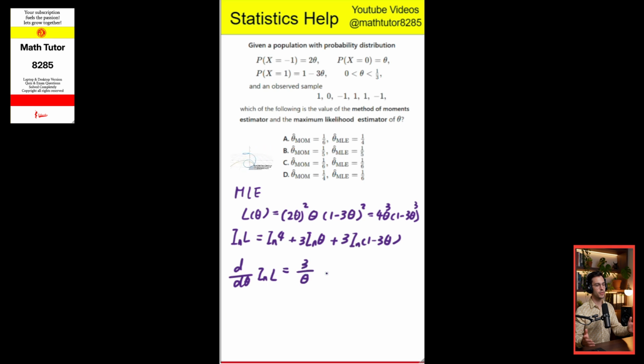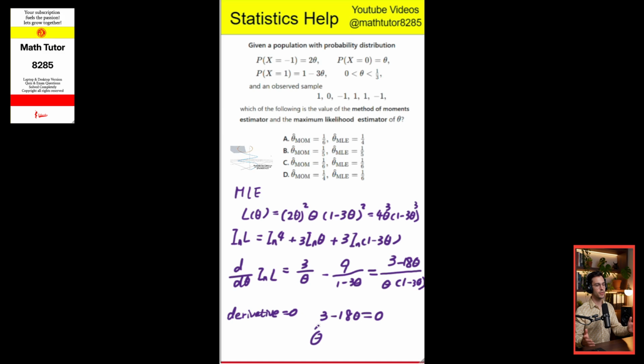This gives a constant term, plus 3 times the natural logarithm of theta, plus 3 times the natural logarithm of the quantity 1 minus 3 times theta. Differentiate this log likelihood with respect to theta. The derivative becomes 3 divided by theta minus 9 divided by the quantity 1 minus 3 times theta. Combine these terms into a single expression. The numerator is 3 minus 18 times theta, and the denominator is theta times the quantity 1 minus 3 times theta.